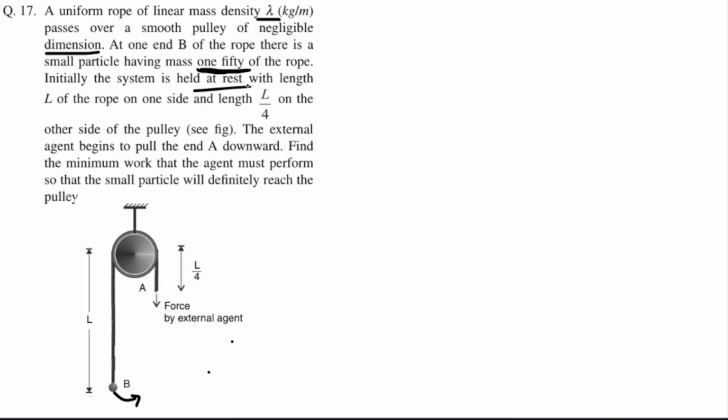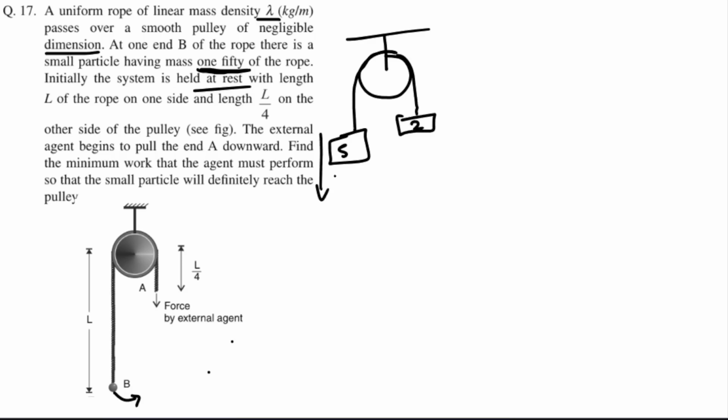Initially, the system is held at rest. Obviously, you need to keep it at rest. Naturally, if you leave it, it will come down. I mean, the B side will come down. Why? Because you also know that if there is a pulley, and on one side it is 5 kg and on this side it is 2 kg, then if you leave it, the 5 kg will come down, because it is heavy and will pull the 2 kg up.